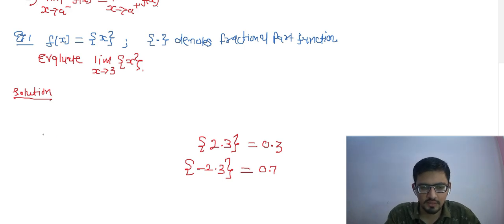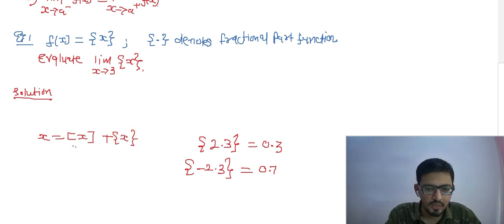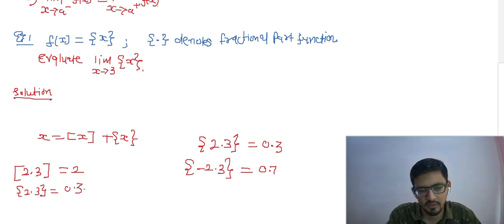Why? If I'm just giving a small introduction about these, any real number x you can write as square bracket x plus curly braces x. Square bracket x will indicate the greatest integer function, and curly braces x will indicate the fractional part function. Any number you take, for example, 2.3. What is square bracket 2.3? It is the greatest integer function of 2.3, which will give 2. And the fractional part of 2.3 will be what? By using this statement, you put x equal to 2.3, and this is 2, so automatically this will become 0.3. That we can understand.